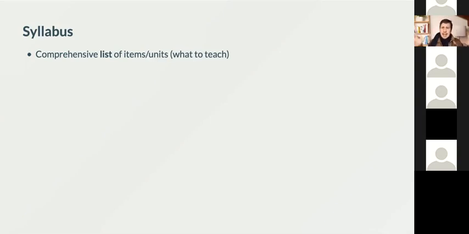Now, in any case, what you need to remember from this is that a syllabus is a comprehensive list of items or units, the things that you are going to teach. It doesn't have to be much more than that. It can be much more than that, but it has to be basically a list of units or items that you want to teach. It usually has to be ordered. There is a sequence. And there are many ways to organize a syllabus. You can start with the easier things. You can start with the more important things. It's relatively flexible.